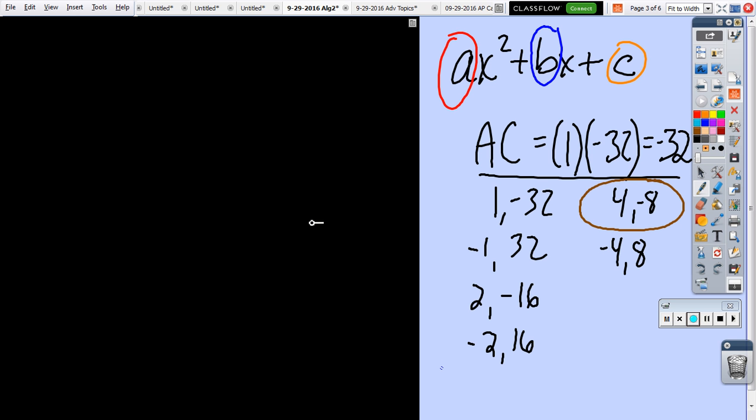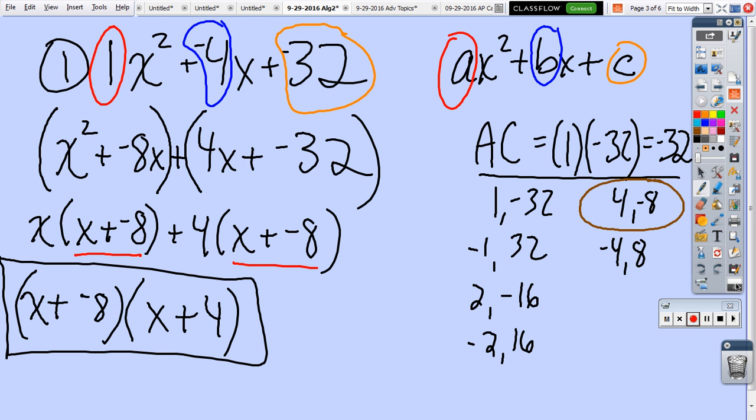So, that being said, I want you to understand that we can go straight to here. I'll explain this in a second, but because A is 1, we can go straight to here at the bottom. So you can literally go from here to here when A is 1. Notice then I just go ahead and write x plus negative 8, x plus 4. So this here and this here corresponds to this and this.